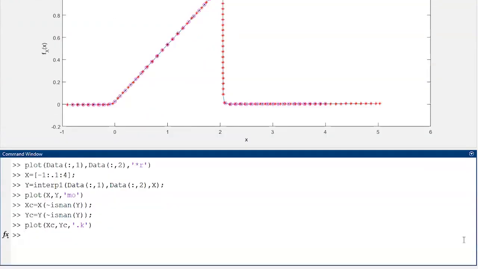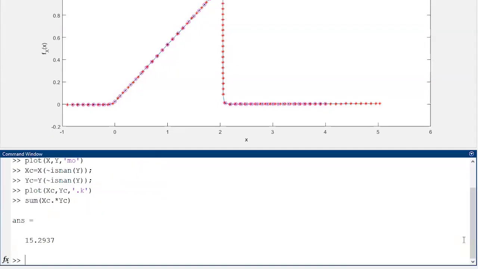Now I can find my expected value. Let's take the sum of xc, dot product with yc, and this is our expected value operator. If you run this, you find 15. You might be a little confused because how can our expected value be 15 when our random variable only goes from 0 to 2? Well, this is the first challenge of trying to translate a continuous random variable into discrete. And the problem is that our total probability is not 1 in this case.